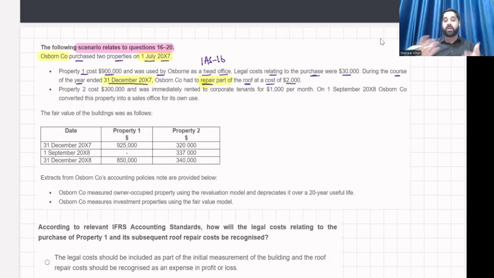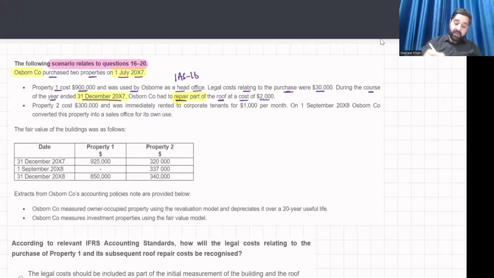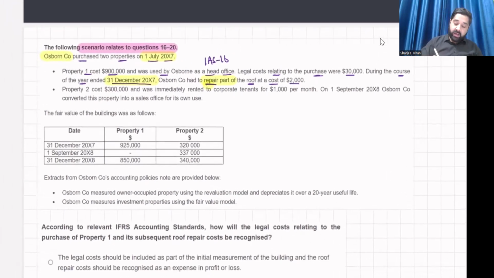This type of expenditure is known as capital expenditure, and it should be capitalized according to IAS 16, property, plant, and equipment. But there is other expenditure as well, known as revenue expenditure, which cannot be capitalized, so it should be expensed out to profit or loss. The main example of revenue expenditure is repairing and maintenance cost. So repairing and maintenance cost cannot be capitalized, and Osborn Company had incurred a repairing cost, so it should be expensed out to profit or loss.